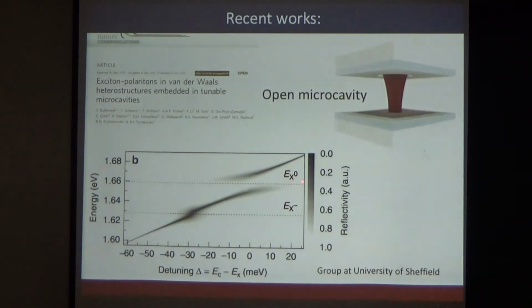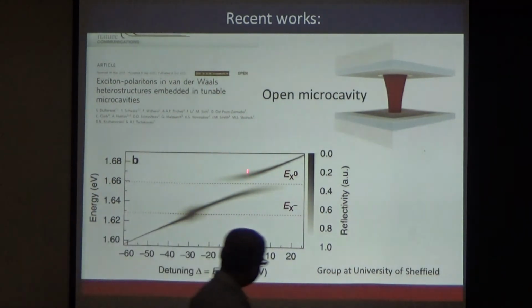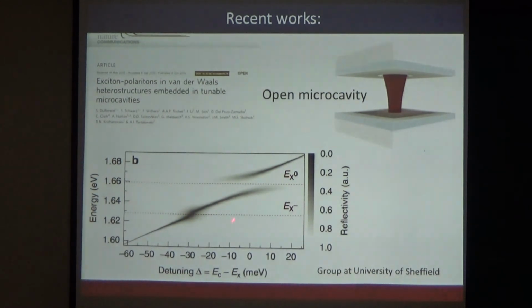The bare exciton resonance is flat, and this is the line of the cavity mode resonance. When they meet, when the detuning is 0, you get a splitting here. But you see that there is something mysterious happening with the trion resonance. It is basically not showing a splitting here.